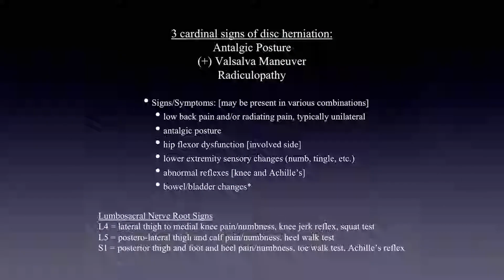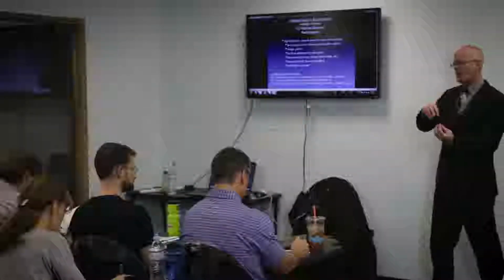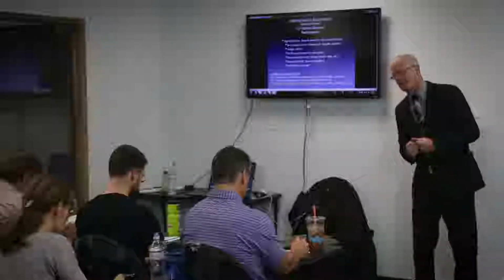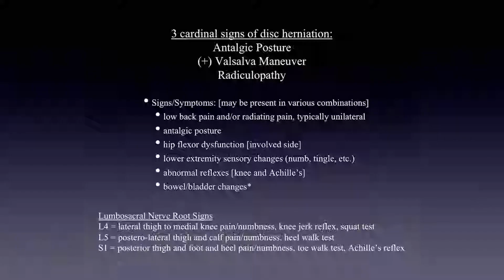So, our three cardinal signs that we look for with disc herniations. Number one, the antalgic posture. They're pretty much going to be bent, usually to one side or the other. They're usually trying to take pressure off of that nerve root by getting away from it, and sometimes even leaning into it, but usually they lean away from the nerve root that's being pressed. Number two, the radiculopathy: radiating numbness, pain, weakness, tingling, hot, cold, burning sensations. We want to pay attention when they talk about that stuff.